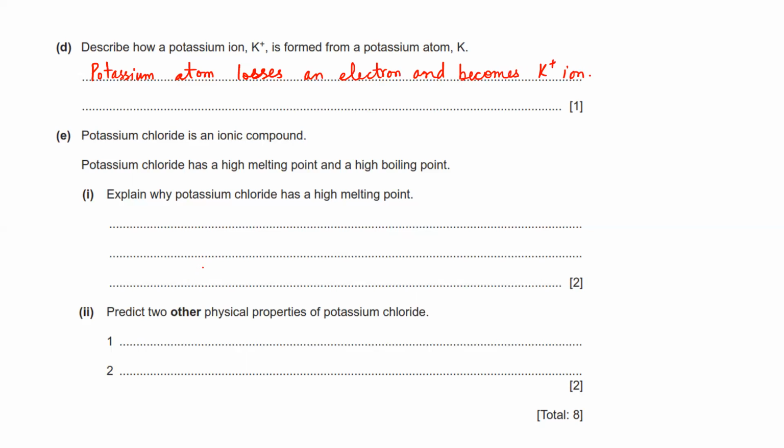Then it says potassium chloride is an ionic compound. Potassium chloride has a high melting and a high boiling point. Explain why potassium chloride has a high melting point. So again, it is an ionic compound. So ionic compounds are held together in a lattice structure by very strong electrostatic forces. And in order to break these strong bonds, a lot of energy is required. Therefore, the reason behind the high melting and boiling points.